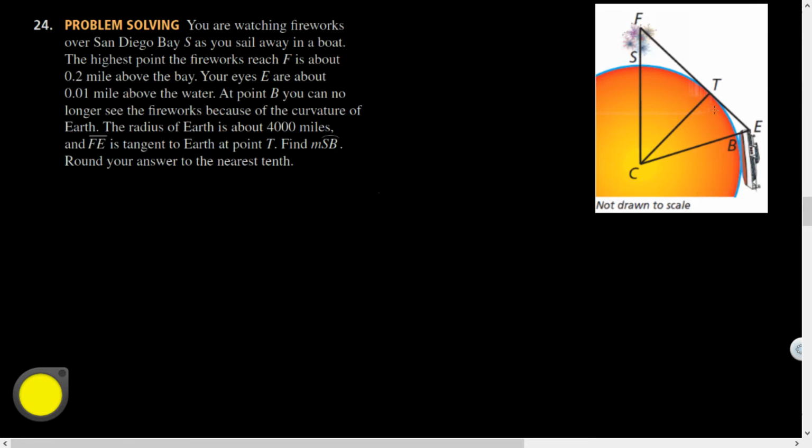Ooh. Let's see. This is what you think about when you're on a cruise vacation. You are watching fireworks over the San Diego Bay.